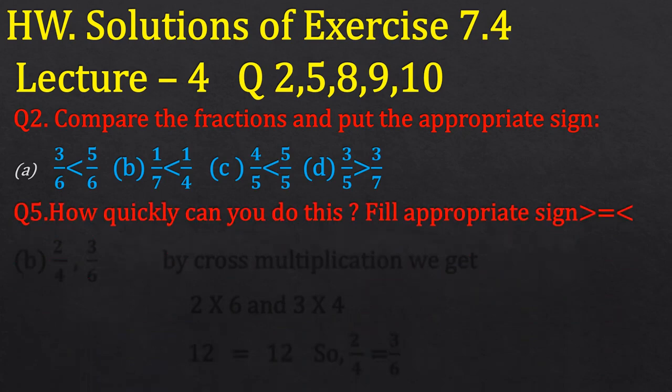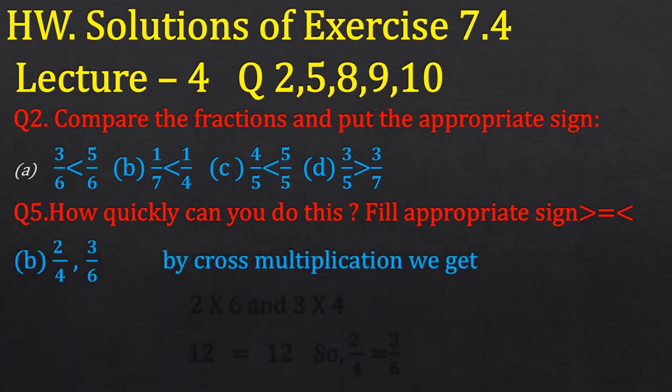How quickly can you do this? Fill the appropriate sign: greater than, equal to, less than. I have not done all the parts of this. See the B part. 2 upon 4, 3 upon 6. These are the two fractions. Now in this part, neither the denominators are same nor the numerators are same. That means they are totally unlike fractions.